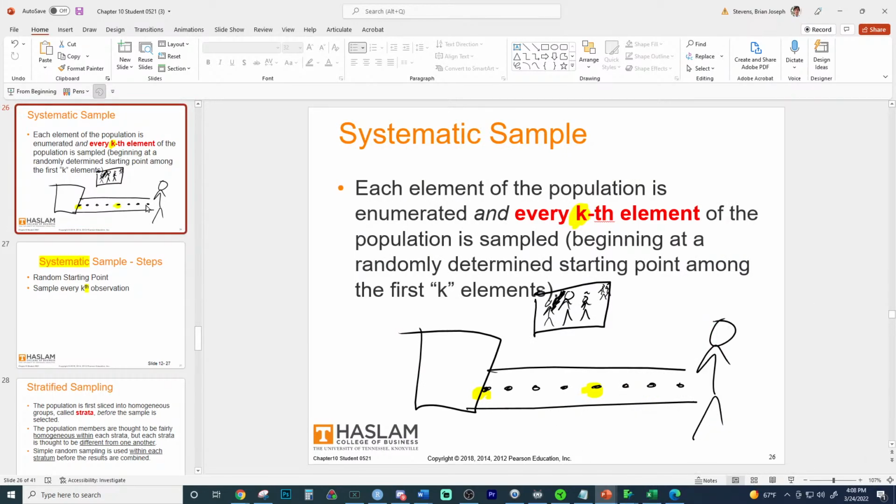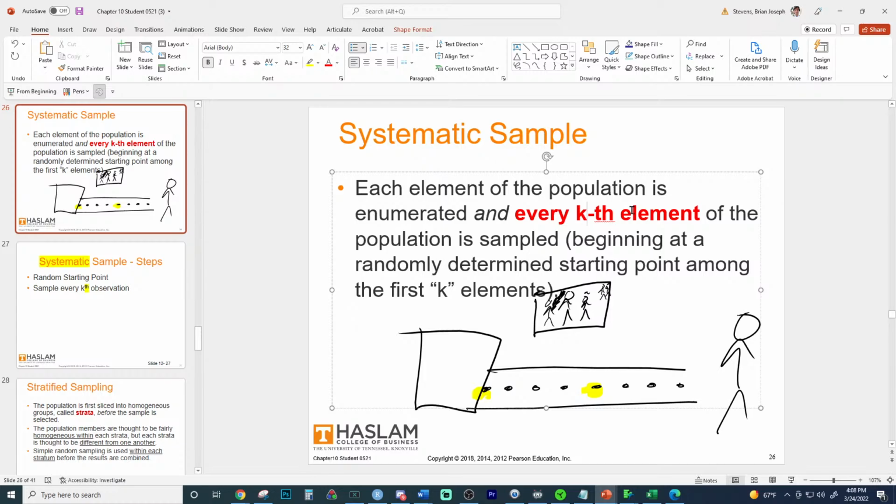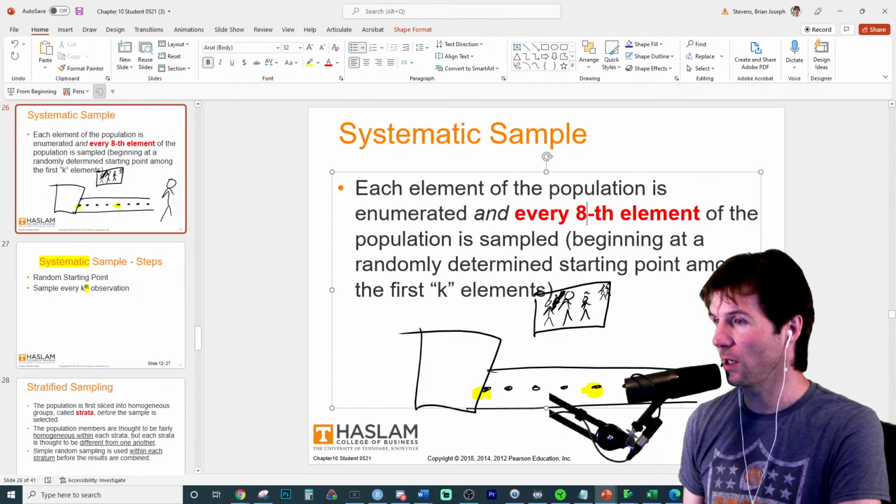My favorite example here is the M&M line, where you're just eating the M&Ms as they come down the line, because that's how we sample things. You just take every fourth M&M down the line. So the kth is a placeholder for the number. It can be any number you want, like fourth, fifth, sixth. It just depends on how far you want to space things out to get a representative view of the population.